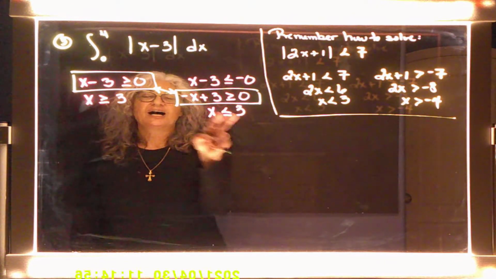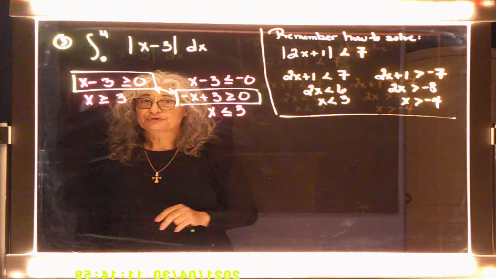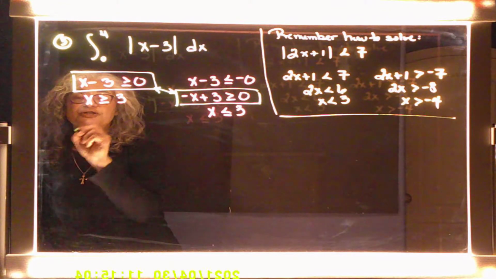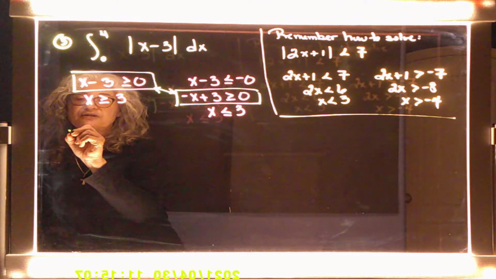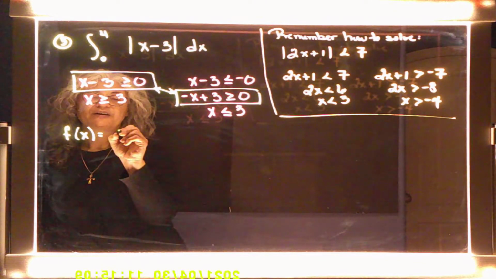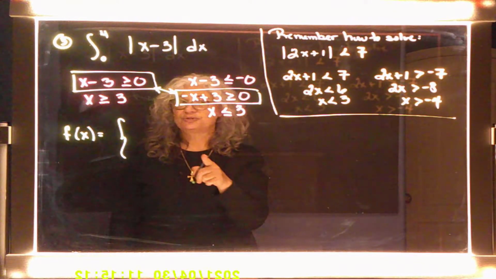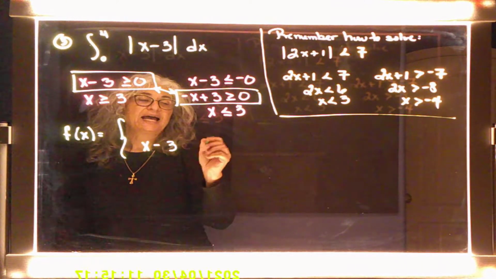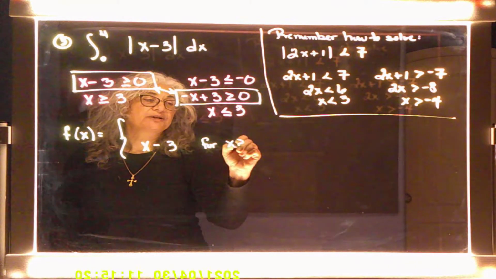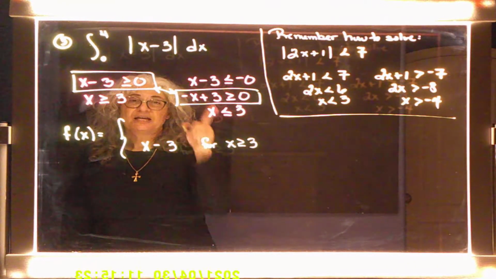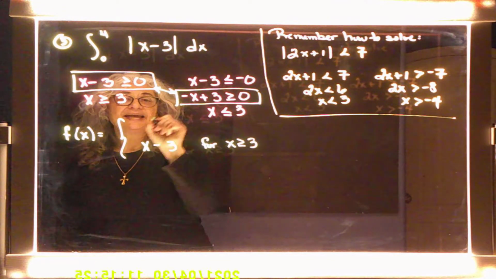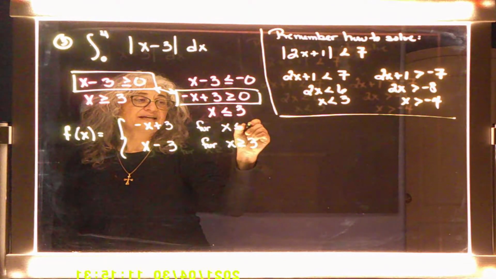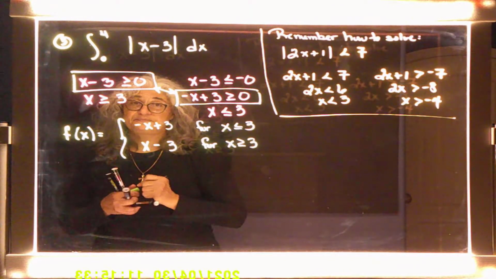But when I solve, I end up with two different intervals, don't I? So here's the deal. The function is going to be split. I'm just going to call the function f of x. The function f of x is going to be split into x minus 3, and I can use the x minus 3 for x greater than or equal to 3. And the other one is going to be negative x plus 3, and I can use that for x less than or equal to 3. Cool?